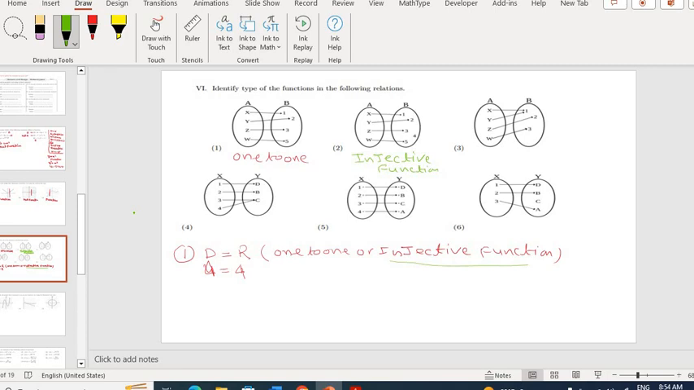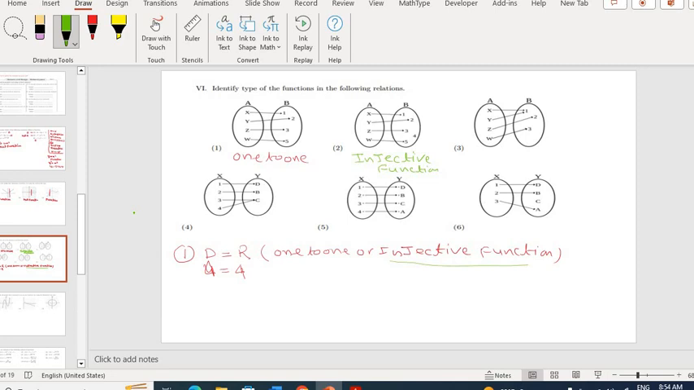Now come to question number 3. Domain is 1, 2, 3, 4. Range is 1, 2, 3. This is not 1 to 1 because the domain is 4 and the range is 3. So it is not 1 to 1, I mean not an injective function. But what about onto or surjective? Onto means when codomain and range are equal. So range is 1, 2, 3.